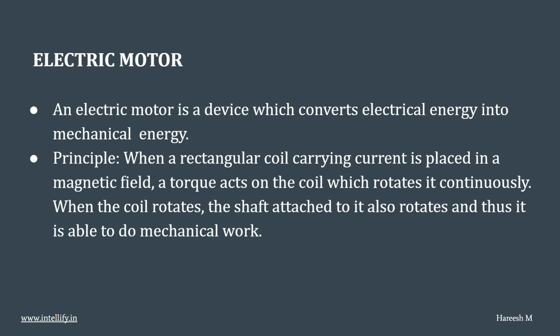What exactly is an electric motor? An electric motor is a device which converts electrical energy into mechanical energy. Now what is the principle this electric motor works on? When a rectangular coil carrying current is placed in a magnetic field, a torque acts on the coil which rotates it continuously. When the coil rotates, the shaft attached to it also rotates, and thus it is able to do mechanical work.